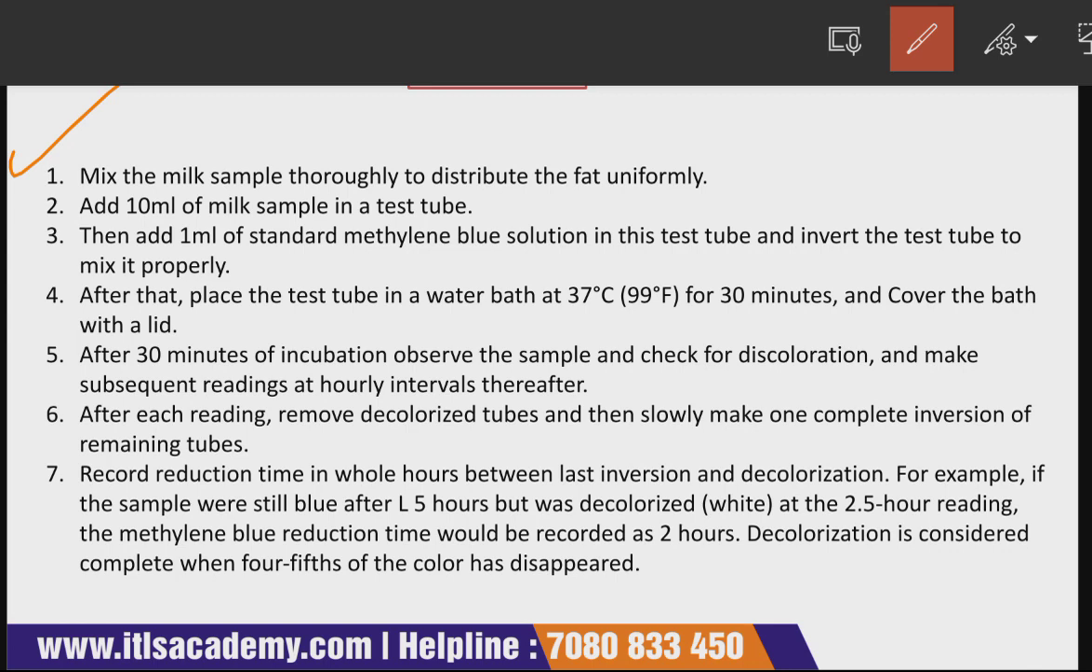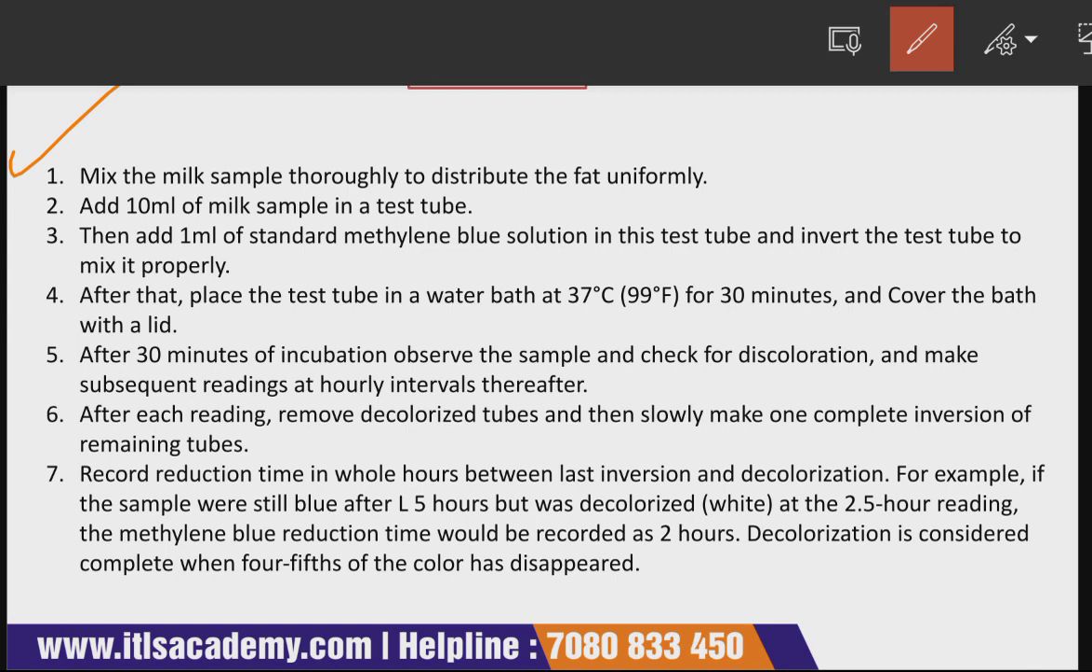Okay, firstly you are adding the milk sample. After addition of the milk sample, you have to add 1 ml of methylene blue, and you have to invert the test tube and mix it properly.